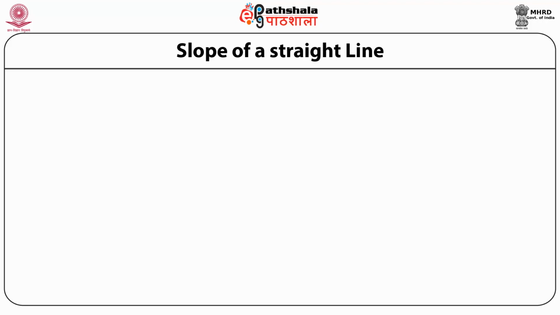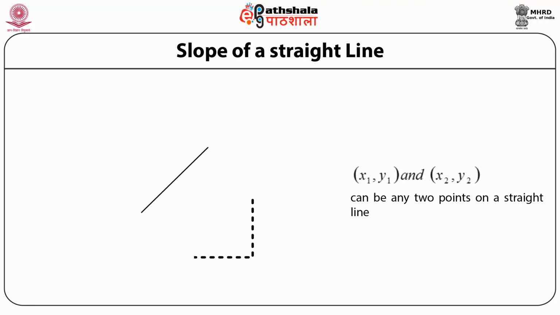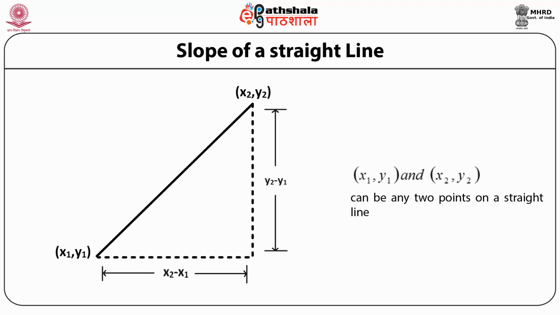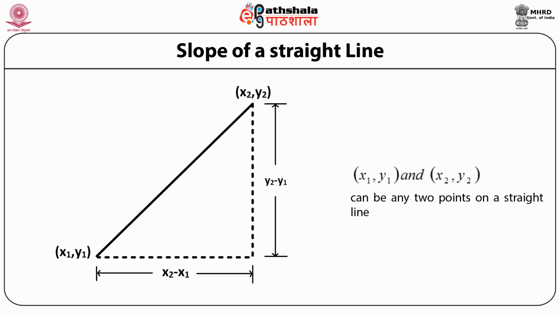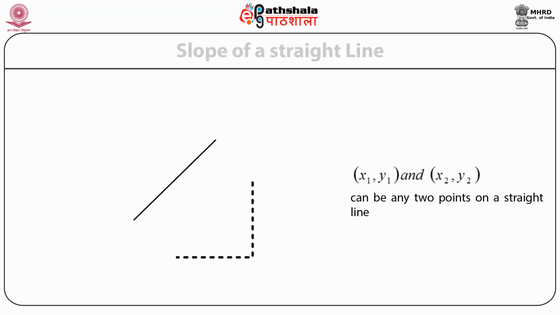Slope of a straight line. You can see a straight line between x1, y1 and x2, y2 shown as a black solid line, and then we can find the distance in the x coordinates, which is x2 minus x1, and in the y coordinates, y2 minus y1. The slope dy by dx is given by y2 minus y1 divided by x2 minus x1.